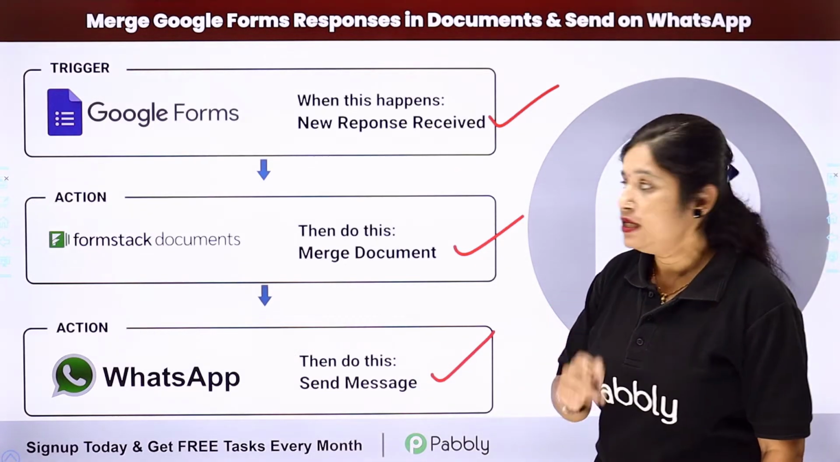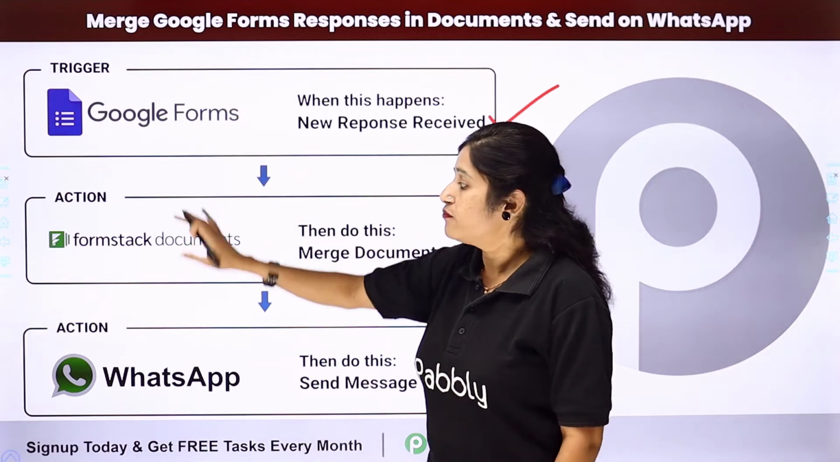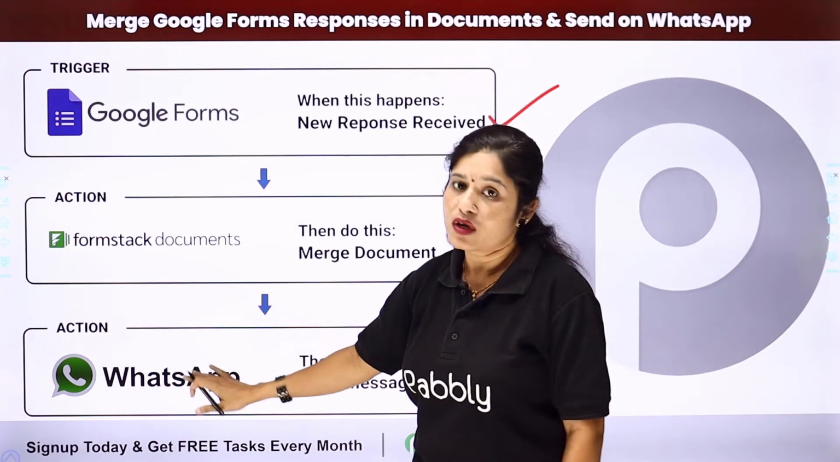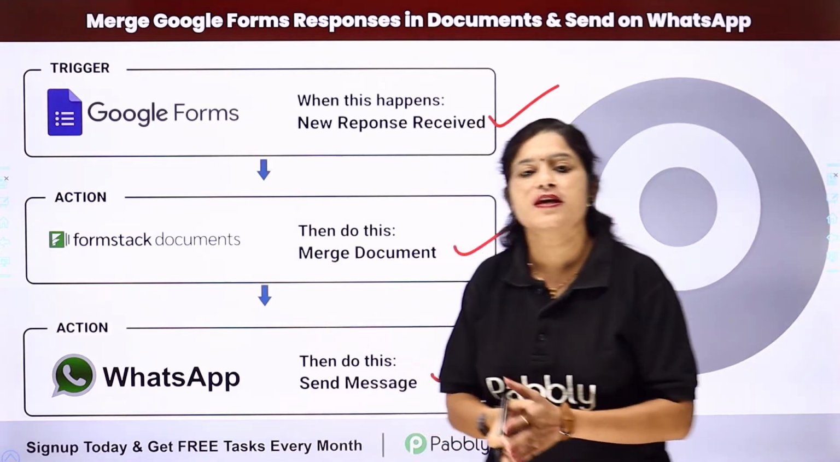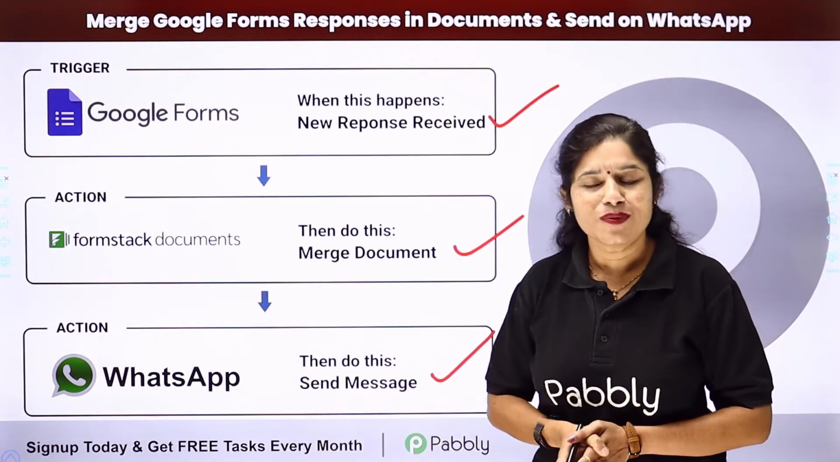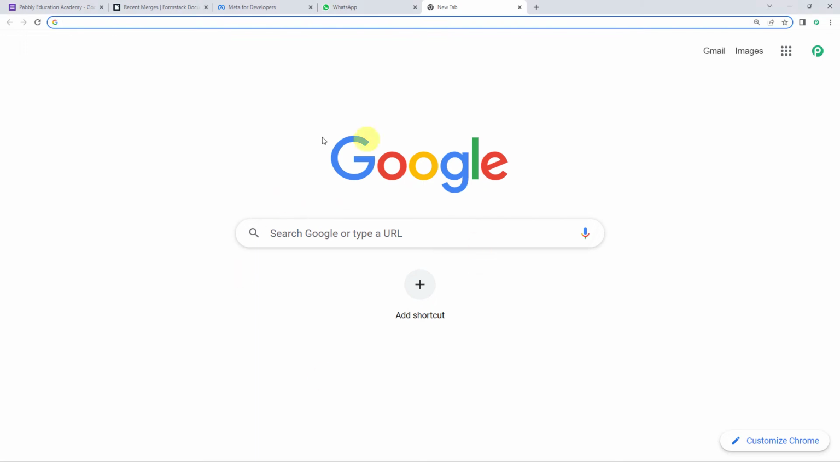For that, you need to integrate your Google Forms with Forms Tag Documents and then with WhatsApp also. So how you can integrate all these software applications using Pabbly Connect? For that, you need to come to my screen. So welcome to my screen.